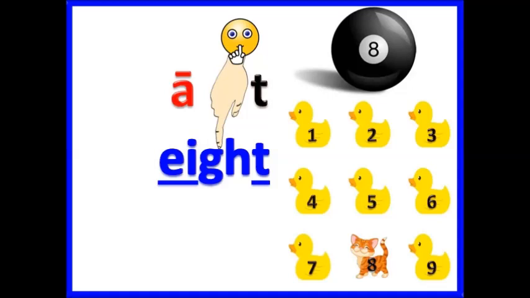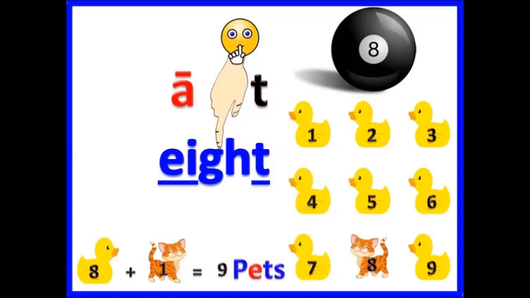That's a cat. Oh, okay. That is a cat. Okay. Well, I got eight ducks and one cat. I mean, I got nine pets. Okay? I got eight plus one cat equals nine pets. Good. Okay. Thanks for straightening me out. Thank you.